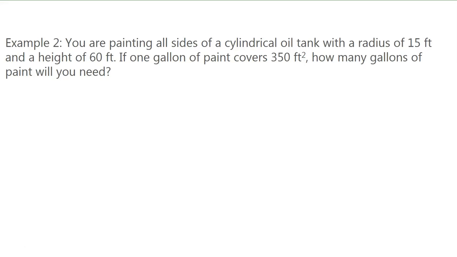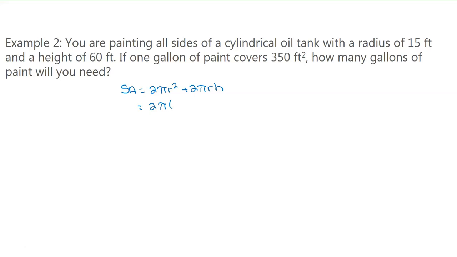So let's use that formula for example 2. It says you are painting all sides of a cylindrical oil tank with a radius of 15 feet and a height of 60 feet. If 1 gallon of paint covers 350 feet squared, how many gallons of paint will you need? All right, so let's copy out the formula. 2 pi r squared plus 2 pi r h.